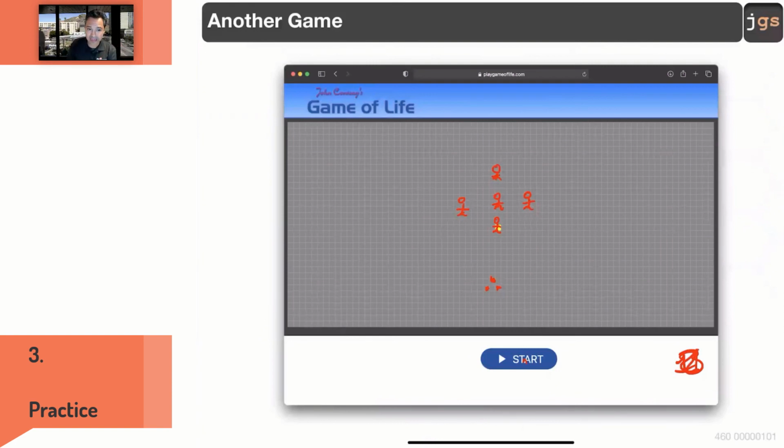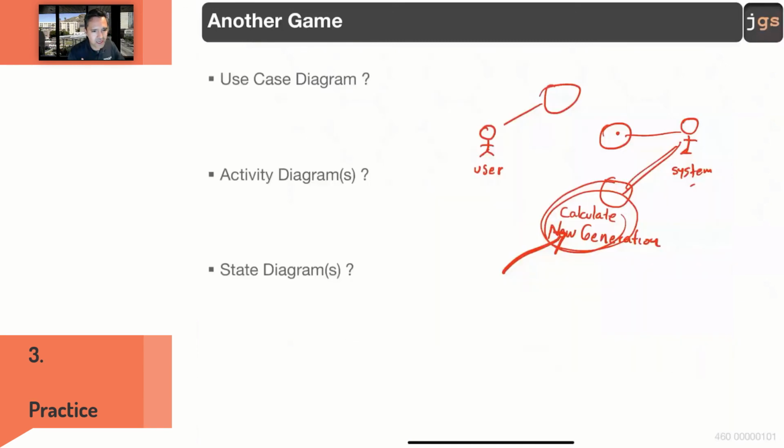The requirements cannot be equal. They are far less than the Pac-Man. And therefore, your use case diagram should be small. The use case diagram is showing me the requirements.